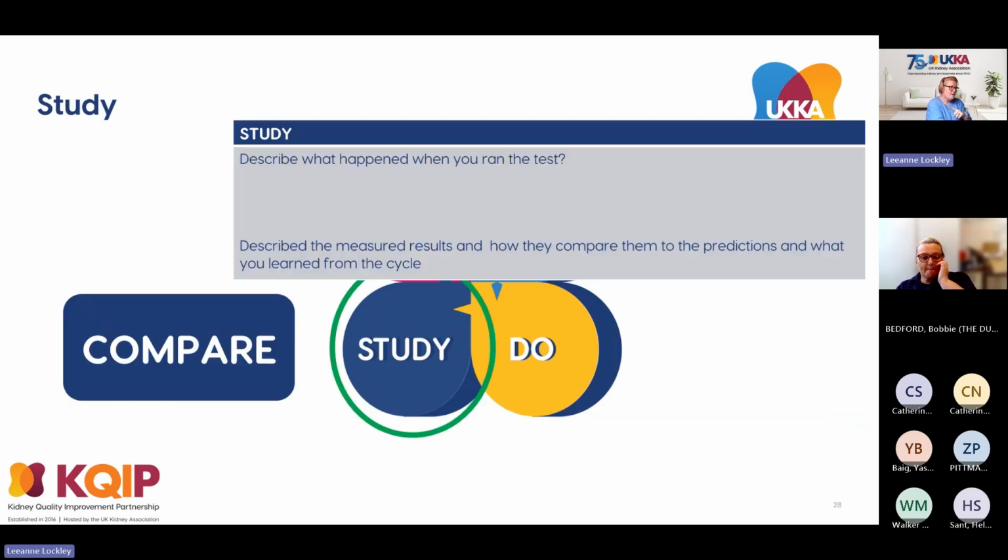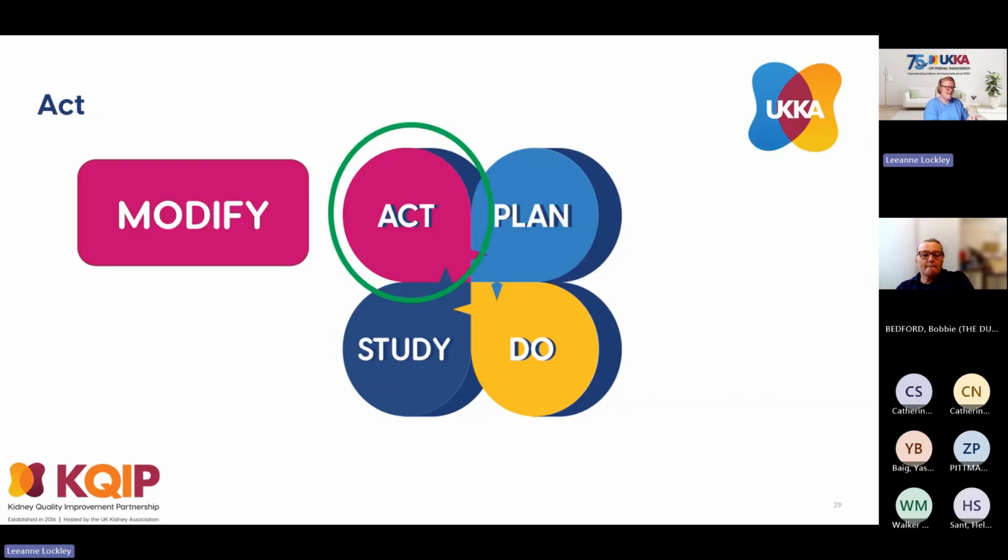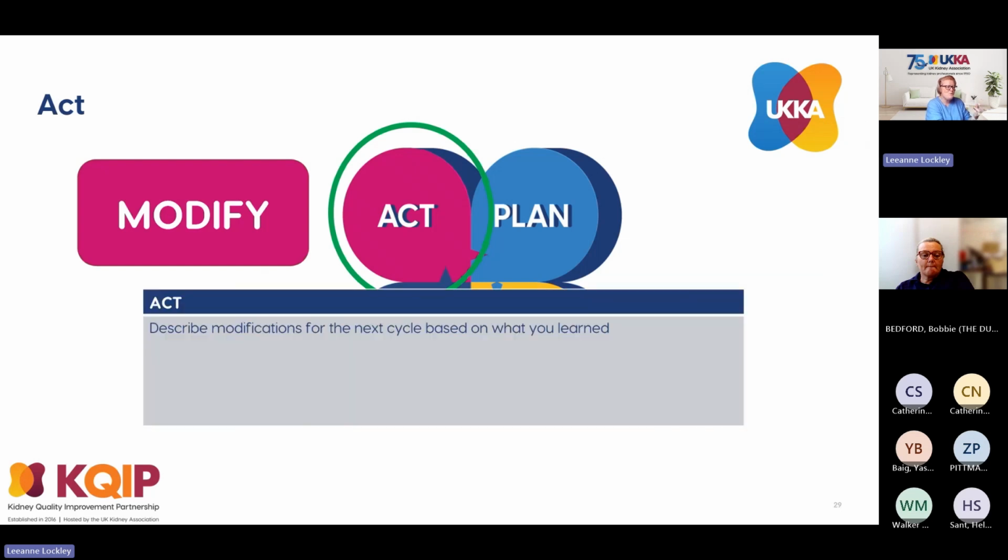And then you're going to compare. And again, there's a couple of questions that you can use there. So what happened when we ran that test? Well, X, Y, and Z happened. How does that compare to what we wanted to see? So then you move on to the next step, which is you modify. So you want to make those modifications to the next cycle, and then you go back to plan.